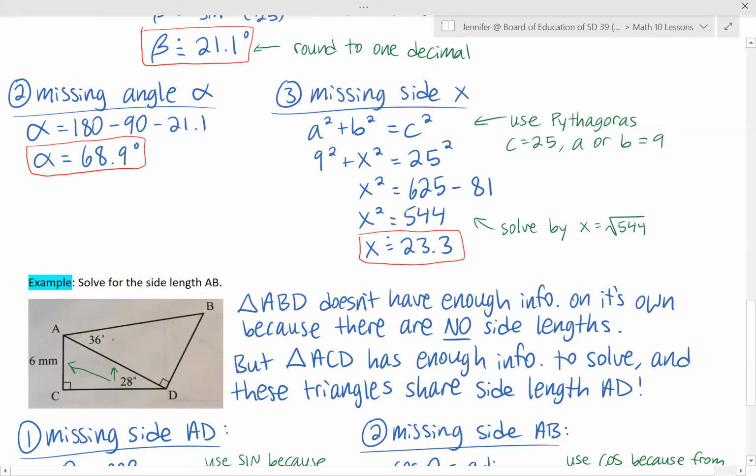But the good news is that this triangle is attached to this other smaller triangle, and they both share this side length AD. The smaller triangle does have enough information to solve for a side length because it has this and this. So we can use the information given to find the side length AD, which they share. And then once we have this side length and this angle, we can solve for what we're actually looking for, which is AB. So you have to be able to identify, this is what I don't have so far, but this other piece of information in this other shape, we can solve for this, and they share these pieces.